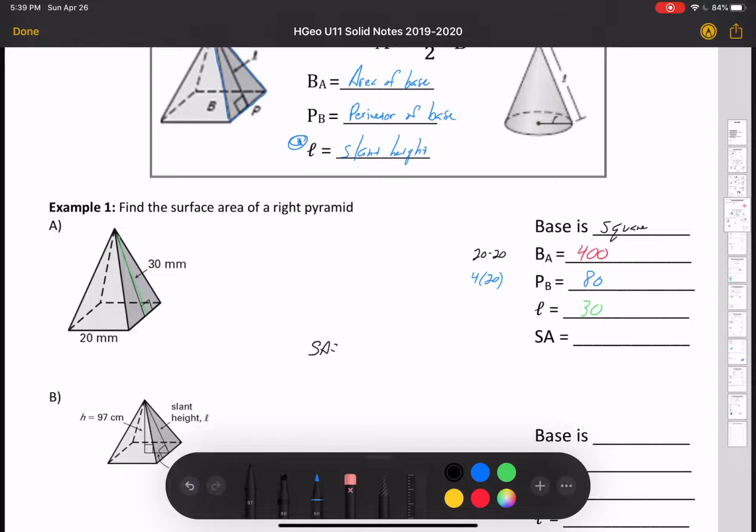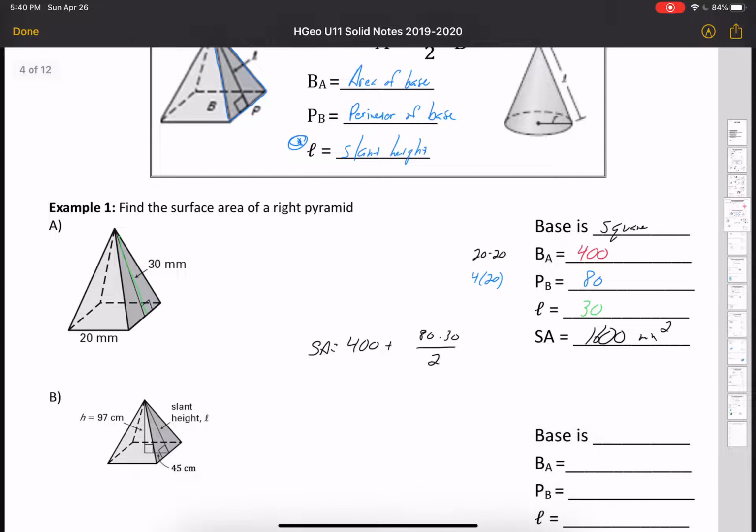Surface area is going to be one area of the base, because there's only one base, plus the perimeter of the base times the slant height divided by 2. Because those figures that surround the base are triangles, so base times height divided by 2, perimeter of the base times the slant height divided by 2. Okay, so I'm going to plug that into my calculator, and we get that the surface area is going to be 1,600 millimeters squared. Okay, so it's very nice when all that we need is given to us.